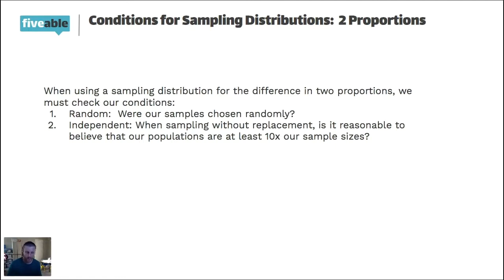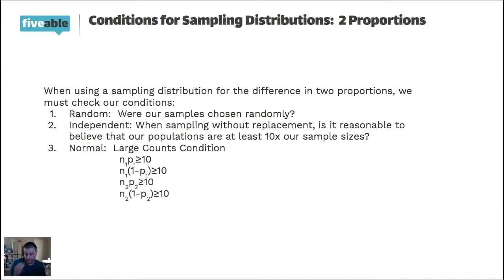And then the third one for proportions is we want to see if our sampling distribution would in fact be normal. When you're doing proportions, this is something you're probably going to want to put on a little cheat sheet for this year's exam: the large counts condition. Okay. So n1 times p1, the probability among that first sample, is greater than or equal to 10. n1 times (1 minus p1) is greater than or equal to 10. And then the same thing for your second sample.